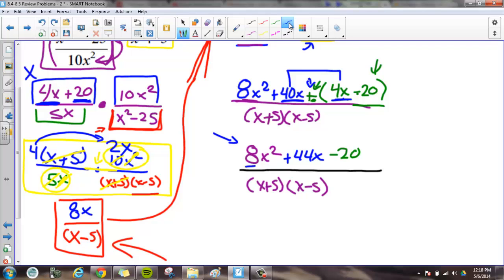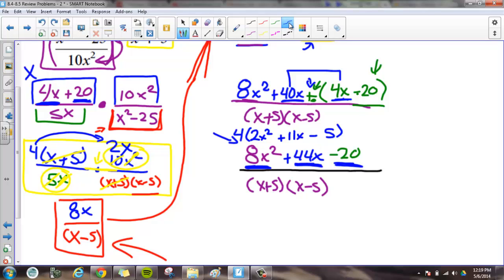What do we notice in common in each of these things? Well, you could pull a 4 out of the top. And if you did that, what's left with this 8x squared? Well, we have a 2x squared there. What's left with the 44x? We have 11x. And what's left with this negative 20? Well, negative 20 divided by 4 would be negative 5. Okay? So we factor that 4 out.